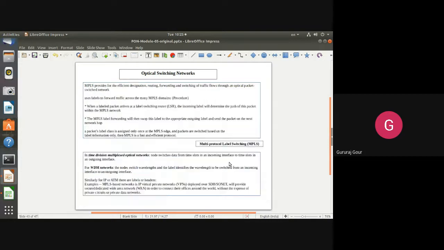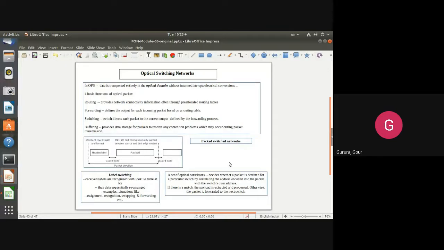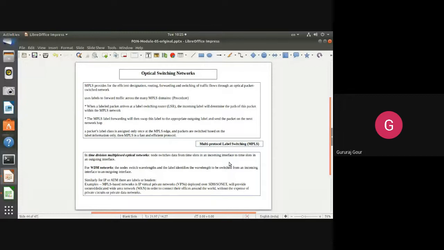In connection with this, we'll get another one, that is multi-protocol label switching, MPLS and GMPLS. It is an extension of OPS, as it has four functions: routing, forwarding, switching, and designation of traffic, which flows through the optical packet switch network. It also uses labels to forward traffic across many MPLS domains. The procedure is like this.